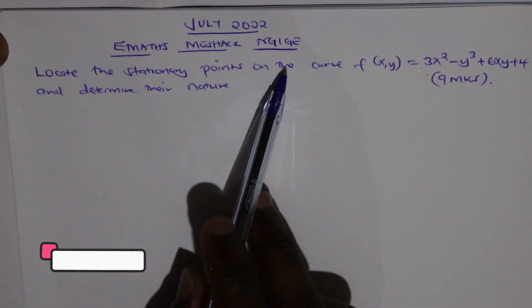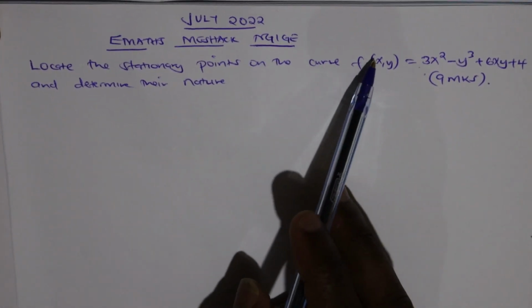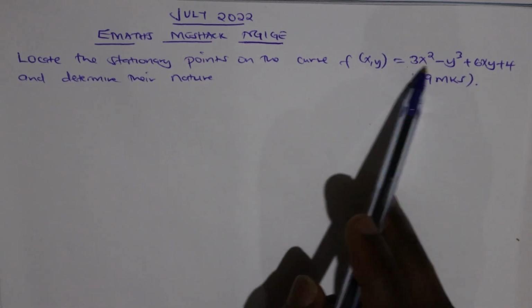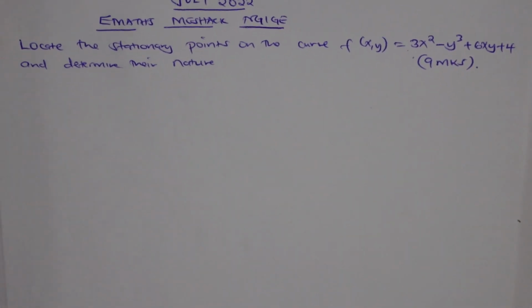Now locate the stationary points of the curve f, a function of x and y given by that function, and determine their nature.